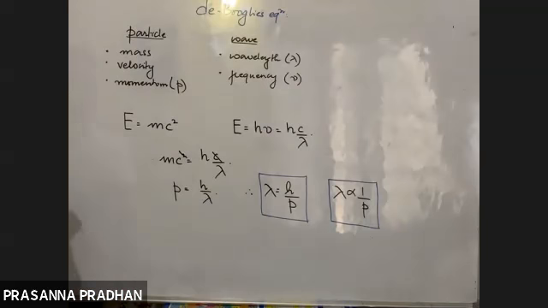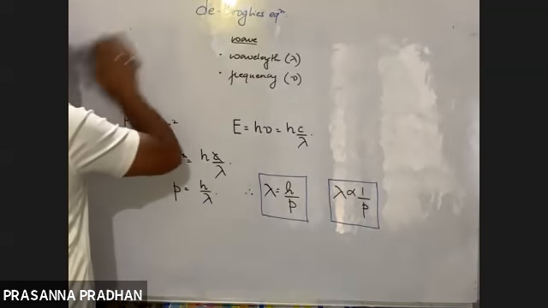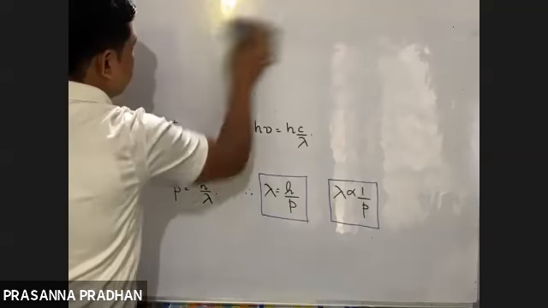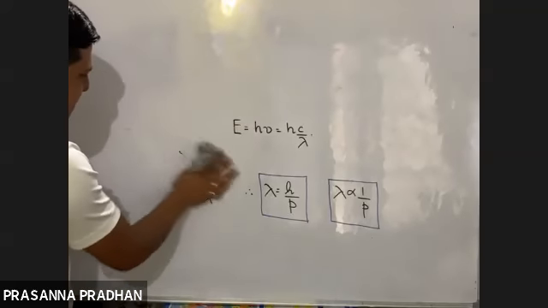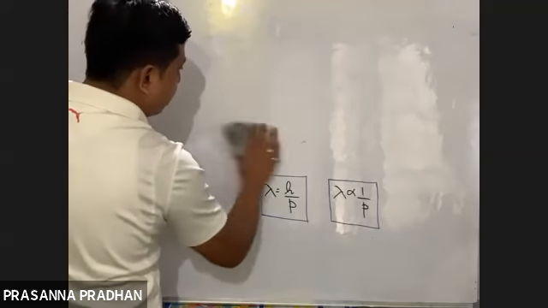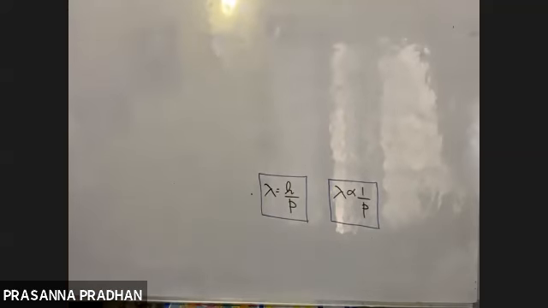So this is what is commonly known as the de Broglie's equation, lambda is equal to h by p, and this is the derivation. Although the derivation is not required, you need to understand how it was derived. So here: calculate the de Broglie wavelength of an electron.